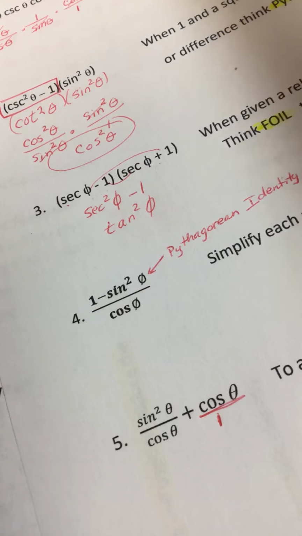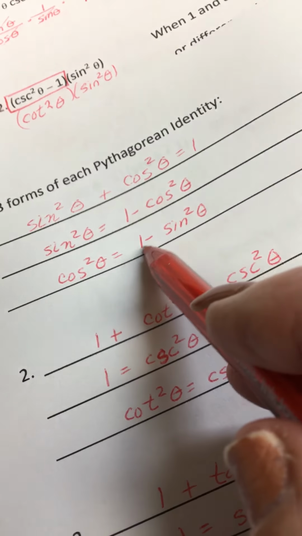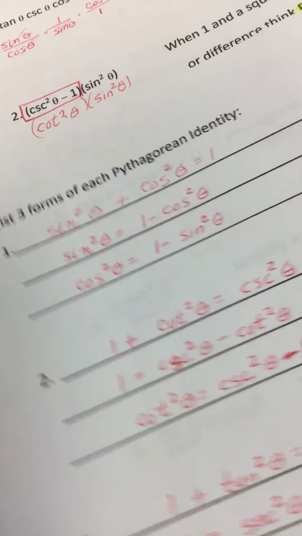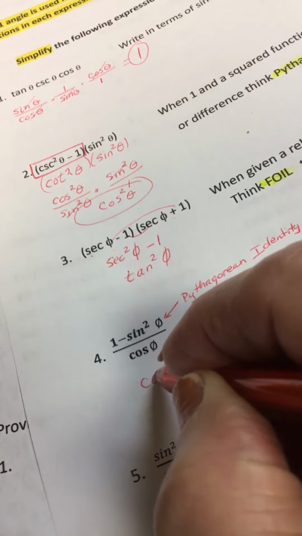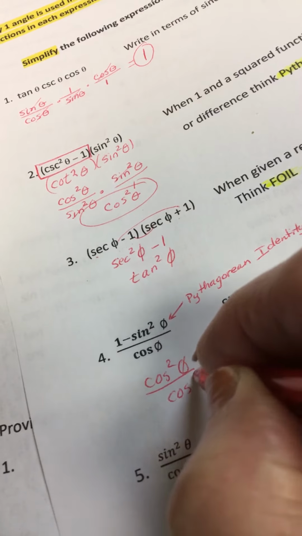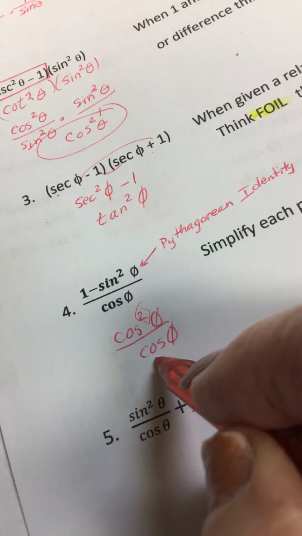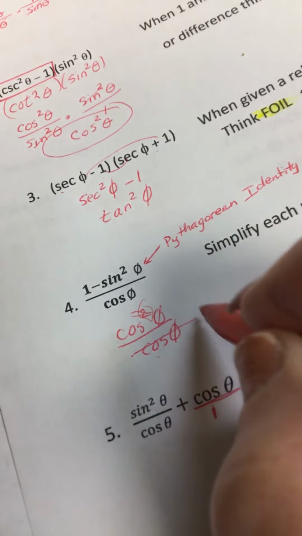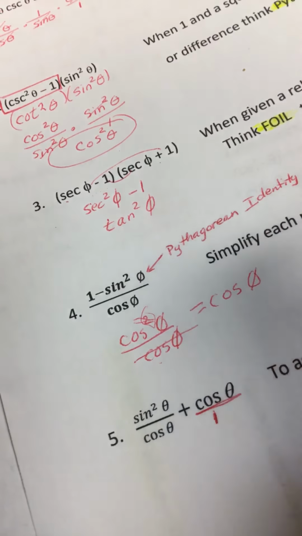1 minus sine squared theta. I'm thinking I've seen that somewhere. Right here, 1 minus sine squared is cosine squared. Okay, so I'm going to replace that with cosine squared over cosine. Well, this term is squared, and this term is to the first power, so I would cancel here, and I'm just getting cosine theta.